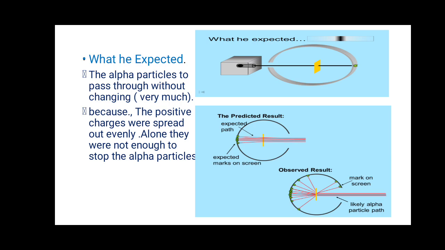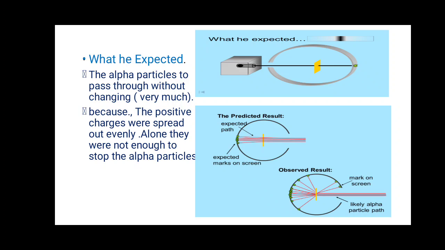Actually, he expected the alpha particles that he bombarded on the gold foil to pass through without changing their path, because the positive charge was spread out evenly and was not enough to stop alpha particles. Next, the predicted result and the observed result.